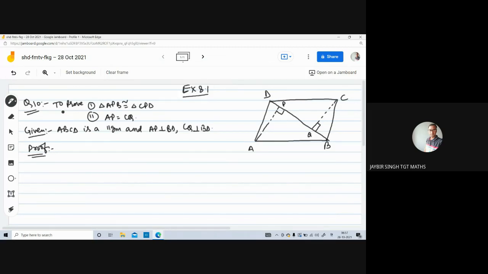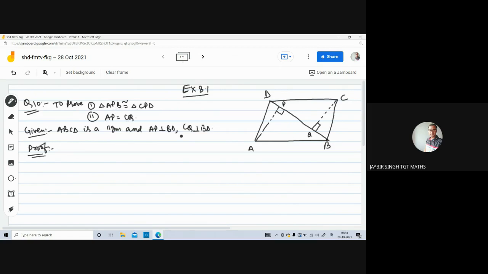Question is: ABCD is a parallelogram and AP and CQ are perpendiculars from vertices A and C on diagonal BD. See figure 8.21. Show that, first part, triangle APB is congruent to triangle CQD, and second part, AP is equal to CQ. So here ABCD is a parallelogram in which diagonal BD is there, and AP is perpendicular to BD and CQ is perpendicular to BD. So we have to prove these two things.